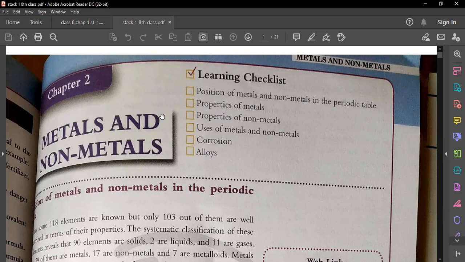Metals are good conductors of electricity and heat. They are sonorous, shiny, lustrous, ductile. And non-metals are exactly opposite to them. That's all.